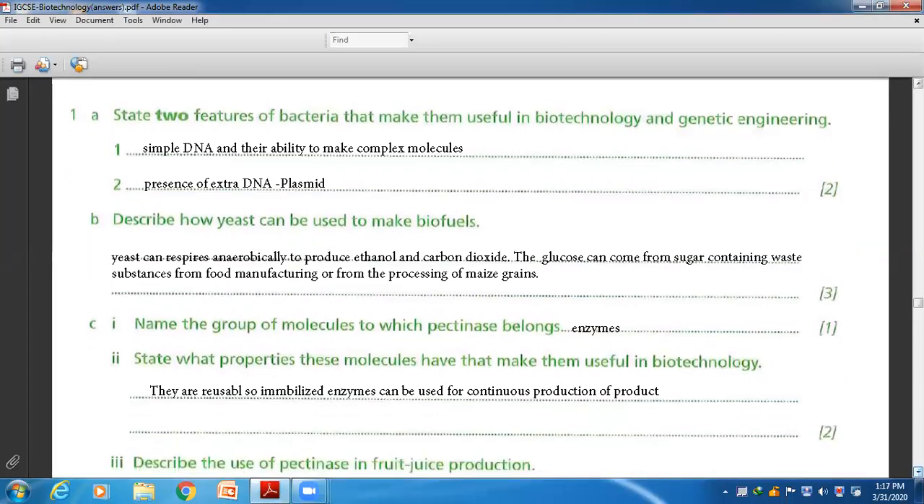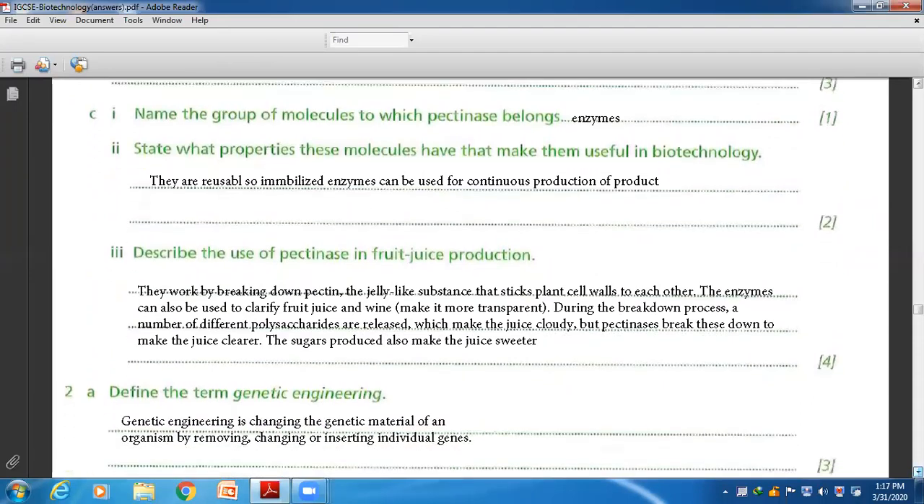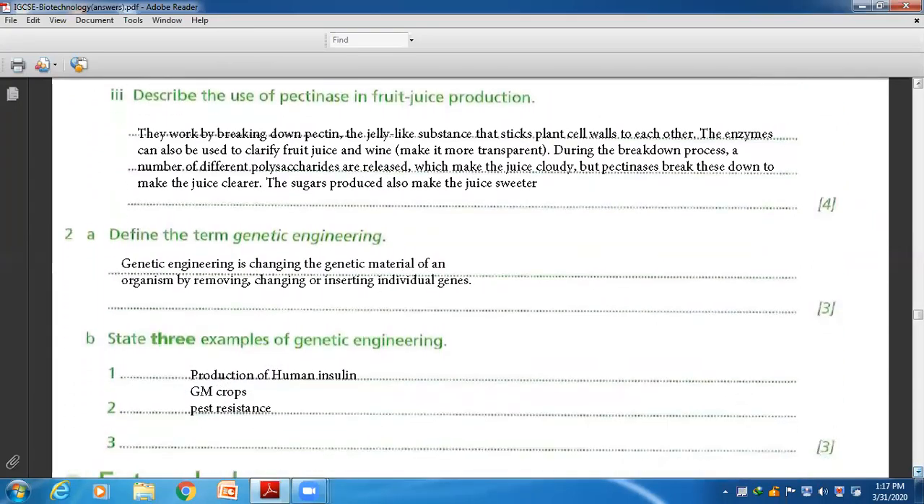Okay, so this question is: name the group of molecules to which pectinase belongs. I will discuss pectinase in the next lecture, right? They are asking to which group it belongs. So definitely it is very easy. It belongs to the enzyme group. Pectinase is an enzyme. Now, another question we have: describe the use of pectinase in fruit juice production. I will do it also in the next lecture.